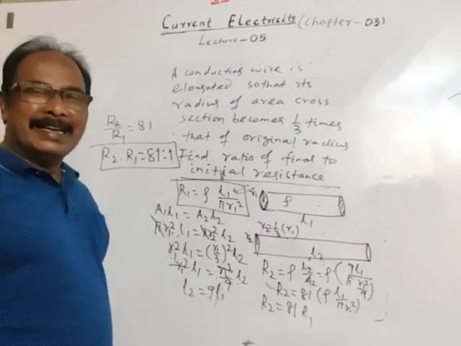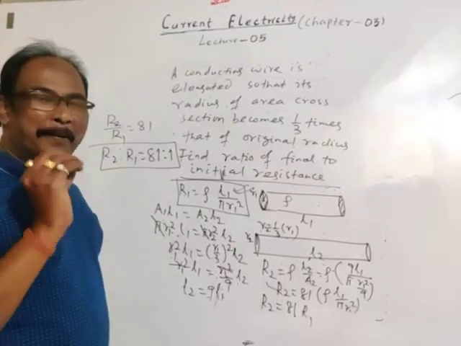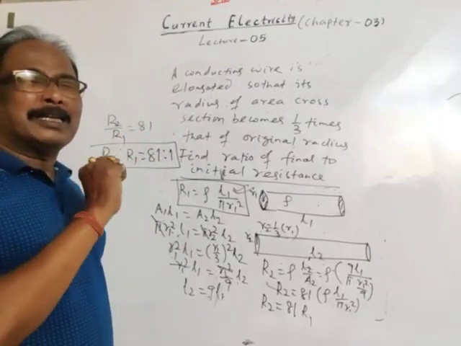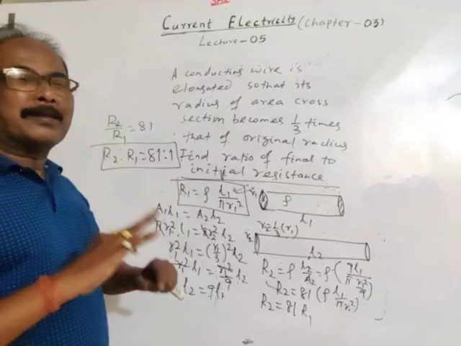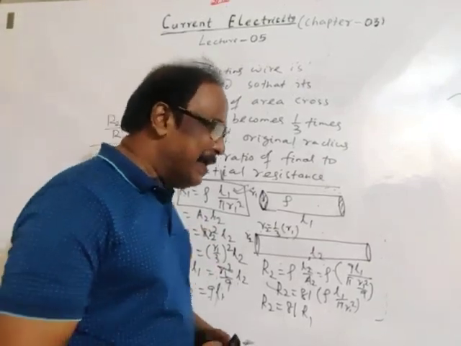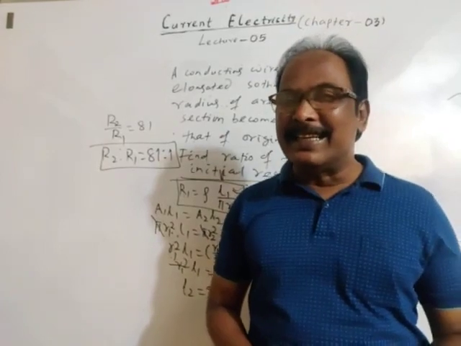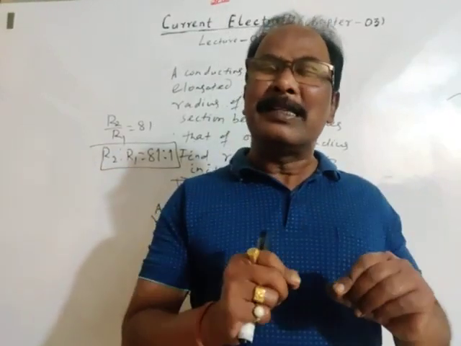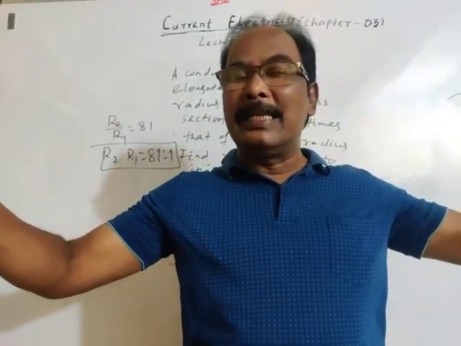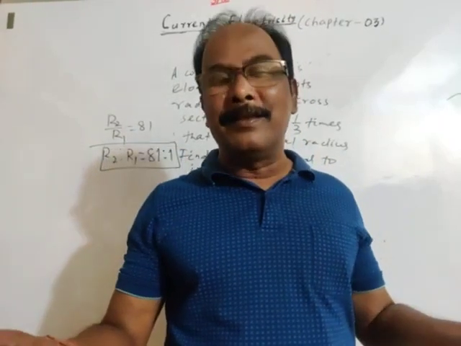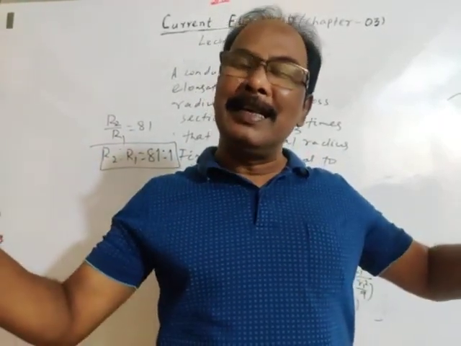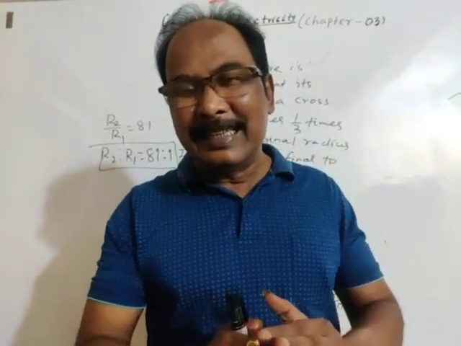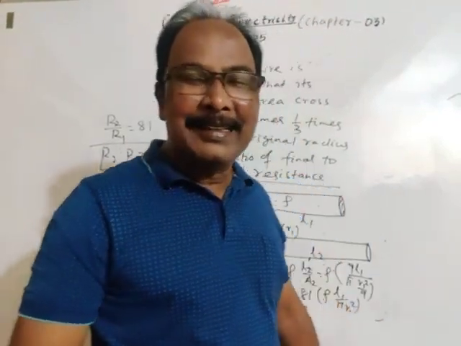Now let's take a numerical in which we have to find the percentage change in resistance due to percentage change in length of the wire. Obviously, if there is a percentage increase in length, there will be a percentage increase in resistance. If there is a percentage decrease in length, there will be a percentage decrease in resistance. So length increases, resistance increases.